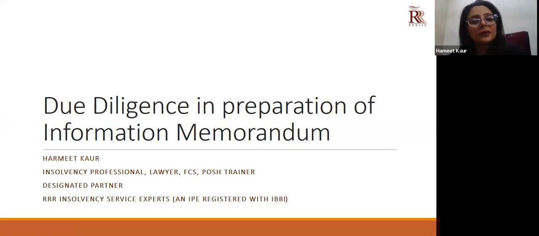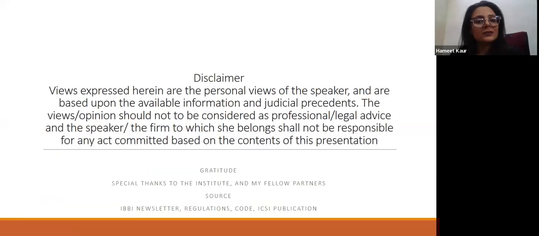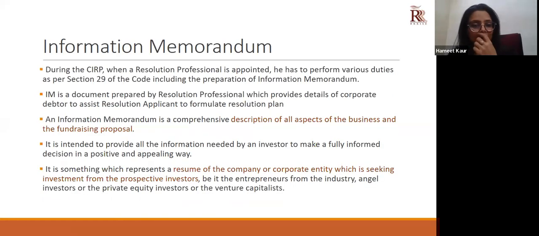aspects because the topic is due diligence. So it is not merely the preparation of the IM, it is about the due diligence, what all we need to be careful about, how to prepare the IM and how to make it useful for the purpose it is meant for. Some people call it the heart of the IBC because on this basis only the resolution is based. The keyword is resolution and that is based on the IM only. So let us go through what IM means and how it becomes useful.